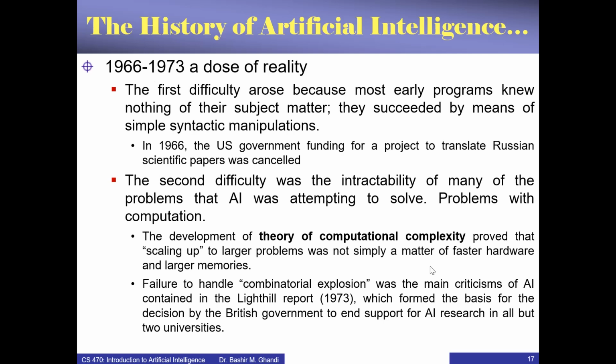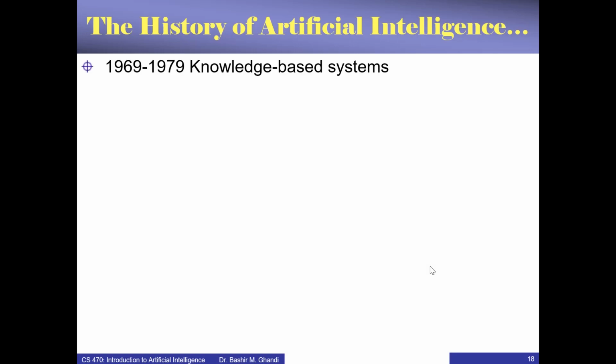Let's move to the next stage. 1969 to 1979. This is called the knowledge-based systems period.